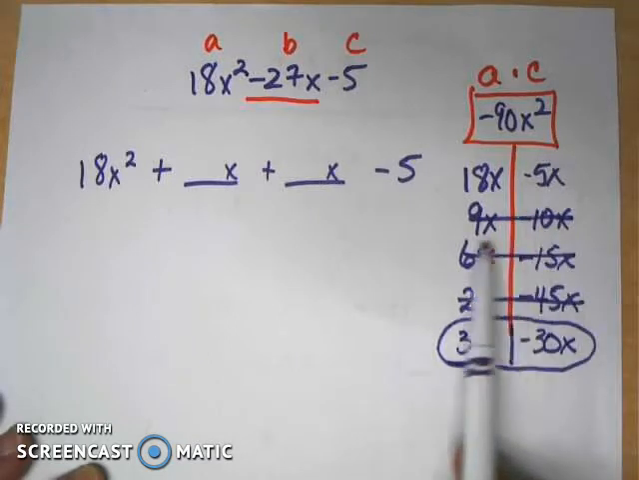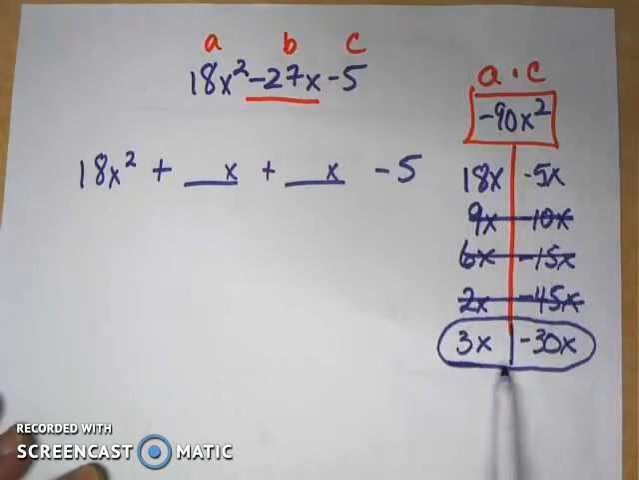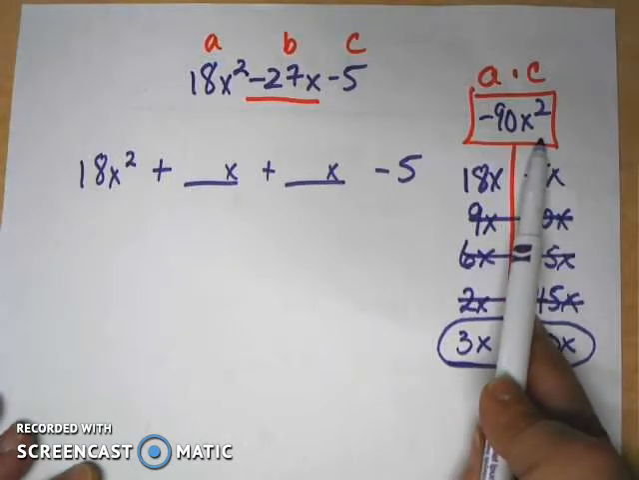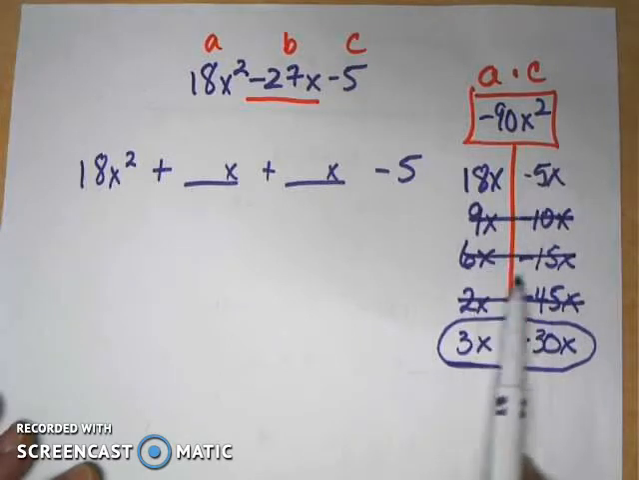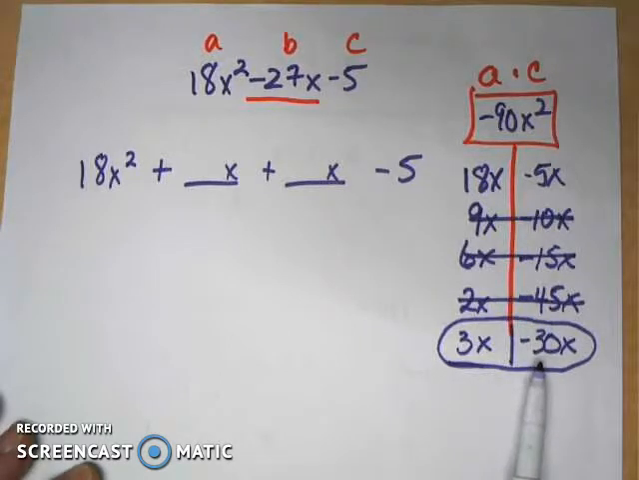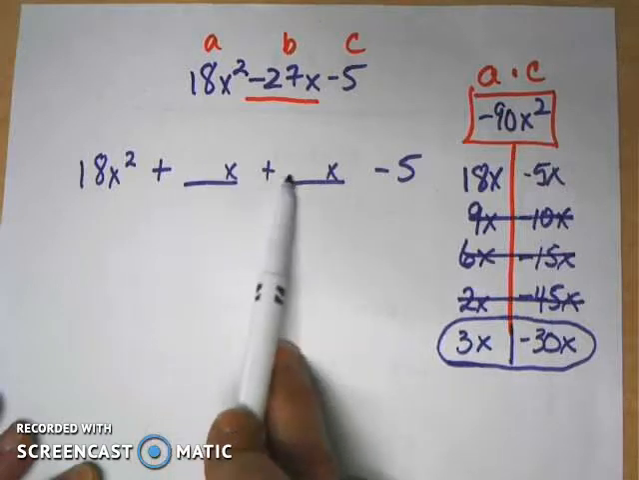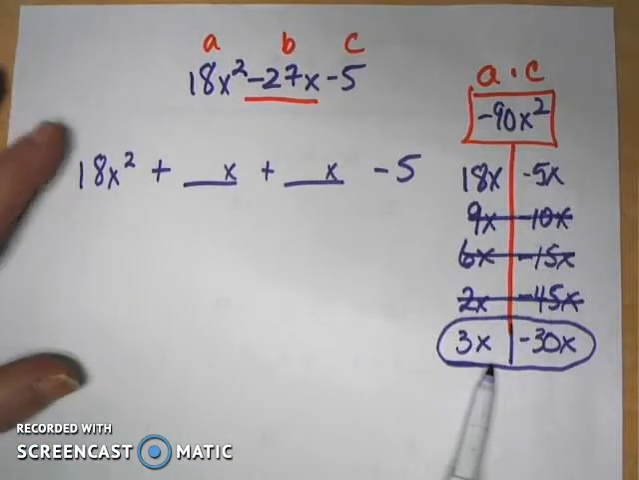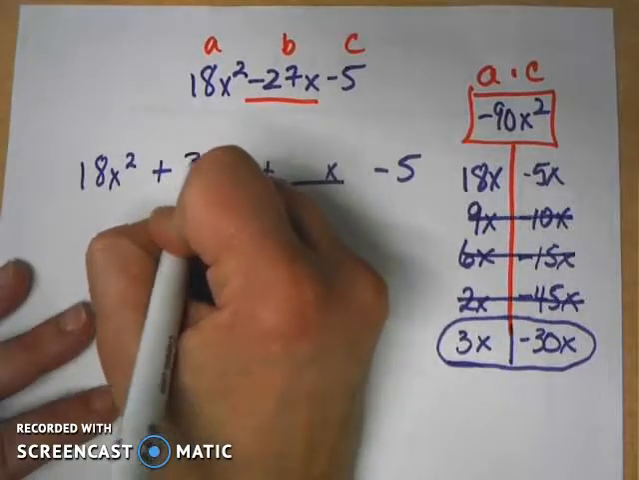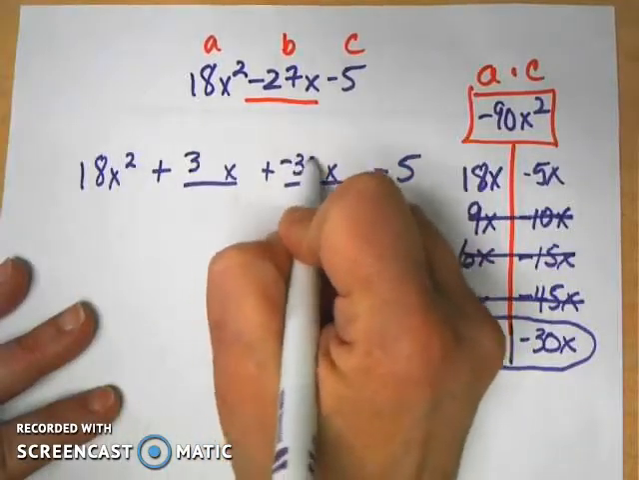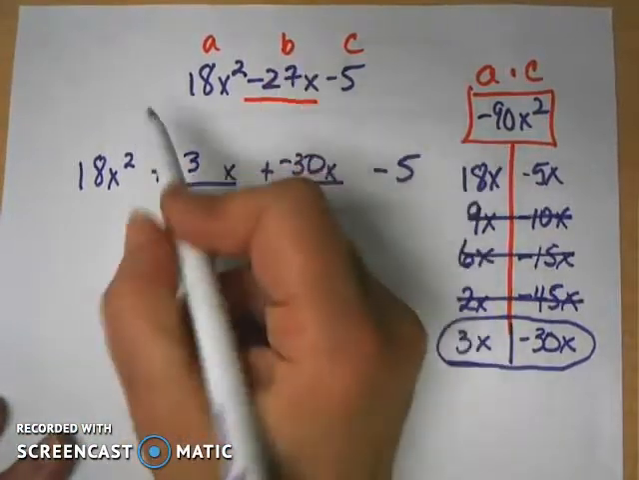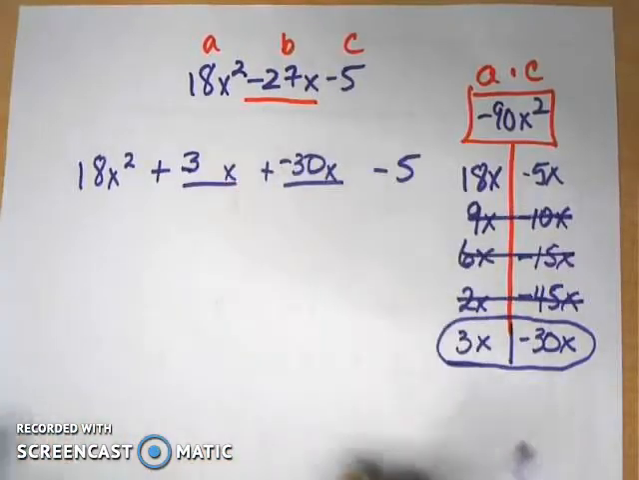Now, in every single one of these factor pairs, it's important to remember that the factor pairs have to actually multiply to equal negative 90x squared, and every single set of pairs here does. All right, now I'm going to replace this term with these two terms here, 3x and negative 30x. And together when I combine these terms, I do get negative 27x.